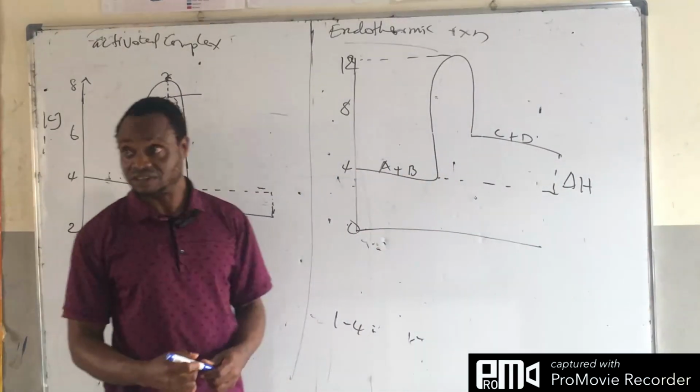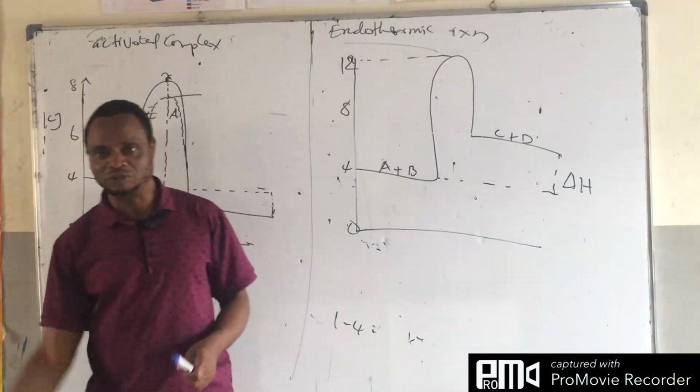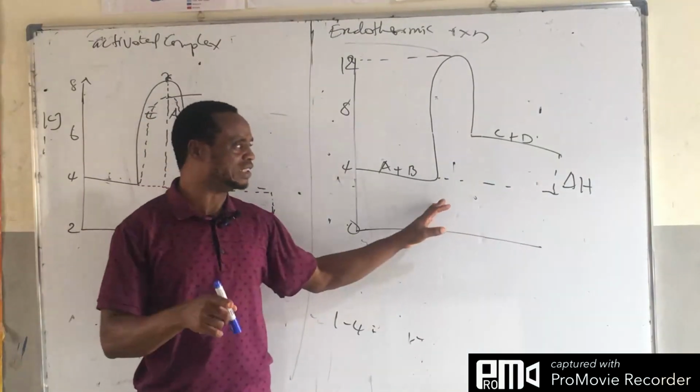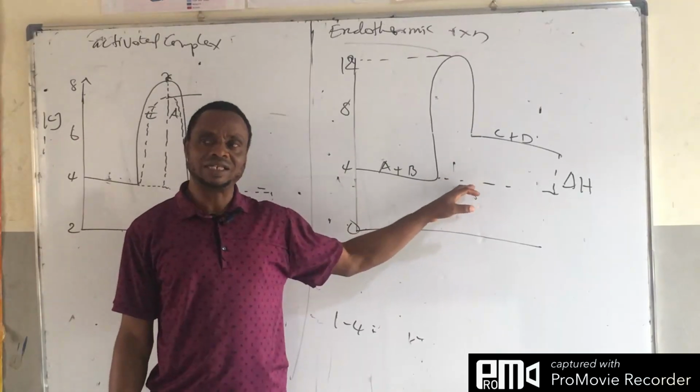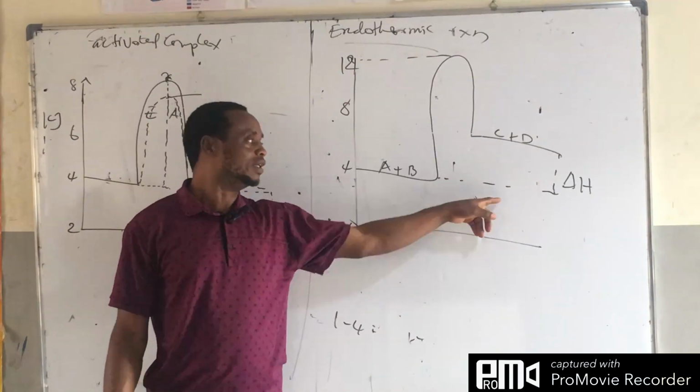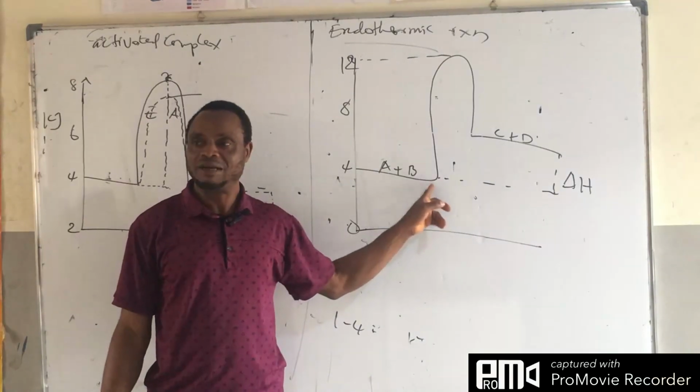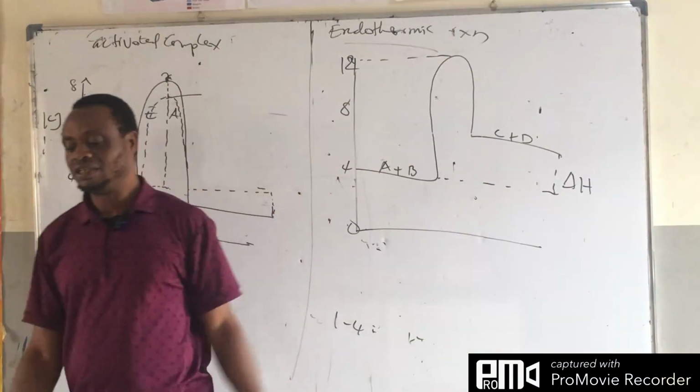And why is it called delta H? Because it's a change. Something minus something. And the formula remains the same: heat of products minus heat of reactants. That's what you have then.